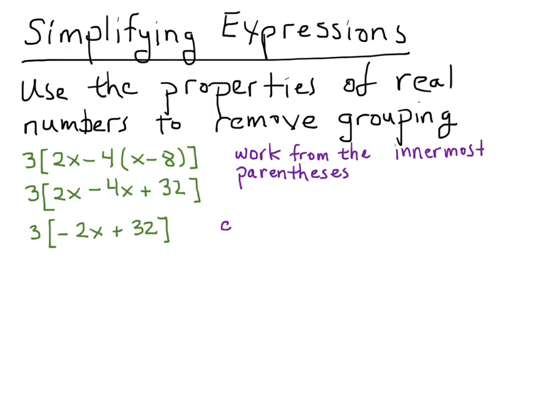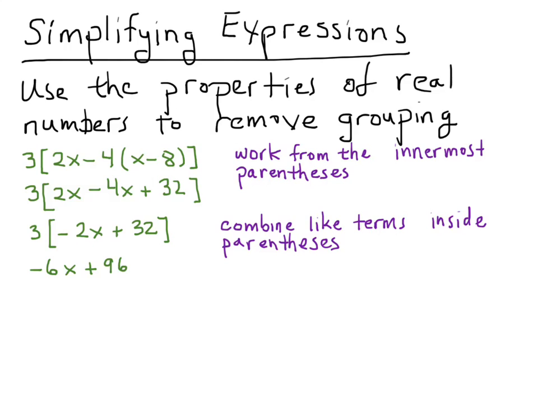And so the next level then is to collect the terms. We combine the terms. We have 2x minus 4x. And so we get negative 2x plus 32. And then we distribute that 3 and we get negative 6x plus 96. And so at this point we're done.